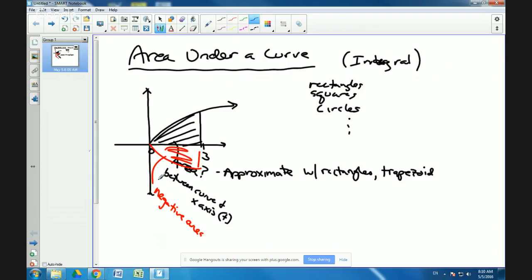So if I had this function, I would be able to estimate the area using rectangles. And you can see that it's not precise, right? But I can still have an approximate answer. So let's go ahead and do one.